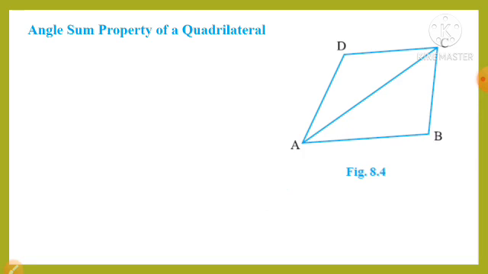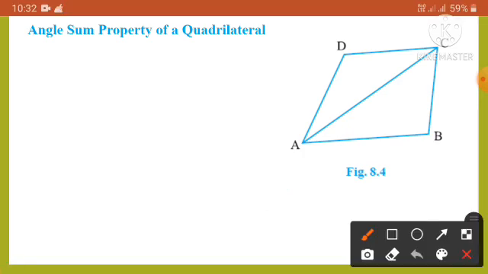Go to the next slide. Now the angle sum property of a quadrilateral. Here is the figure of quadrilateral ABCD, and here the diagonal is AC. The sum of angles of a quadrilateral is 360 degrees. This can be verified by drawing a diagonal and dividing the quadrilateral into 2 triangles.